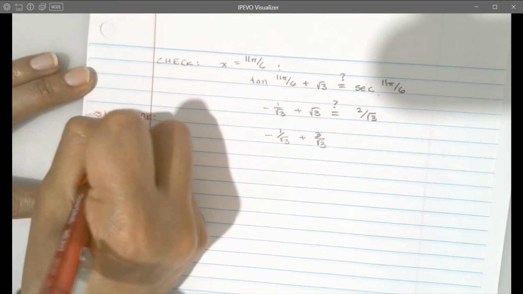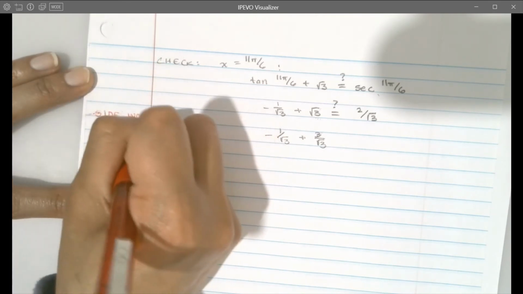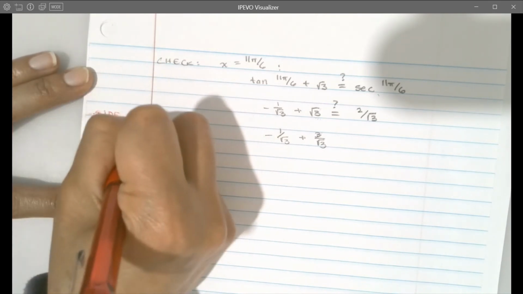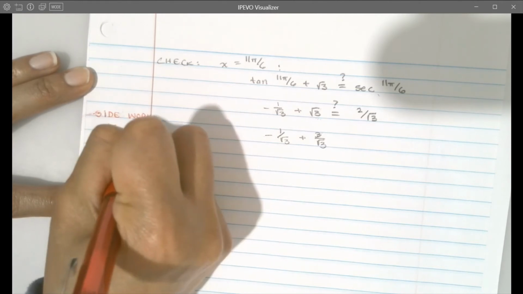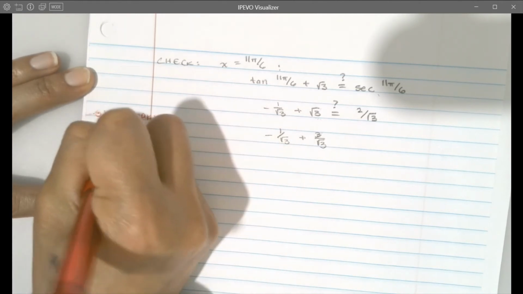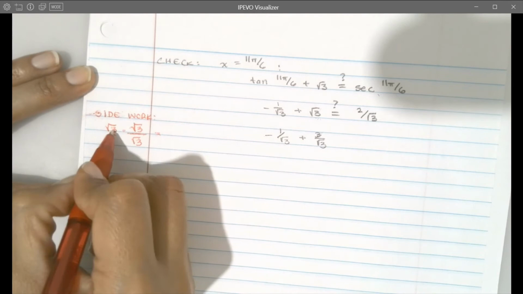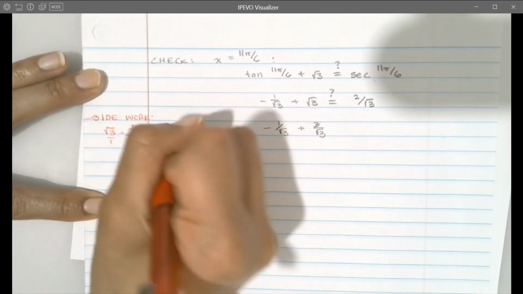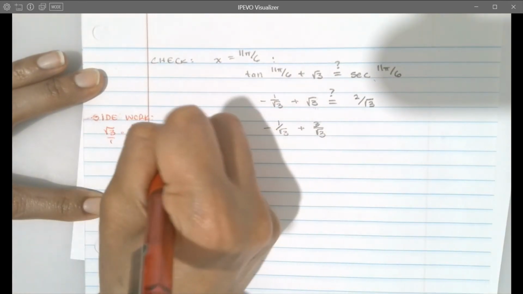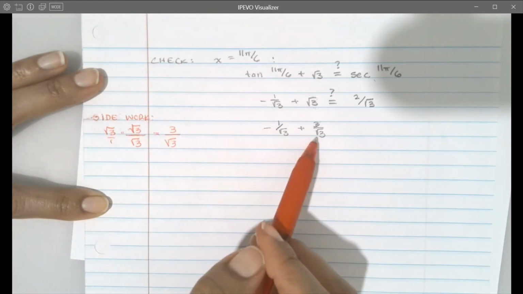Okay, so square root of 3 times 1 over radical 3, times the radical 3 over radical 3. We're going to get a square root of 3 times square root of 3 is 3, and 1 times square root of 3 is just 3. Okay, so that's how we're getting this here.